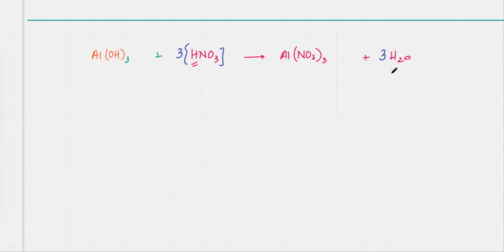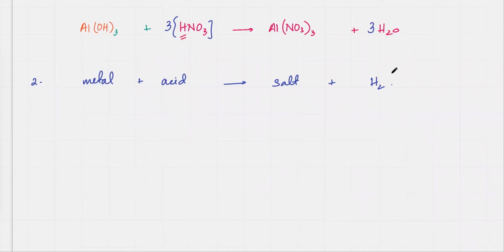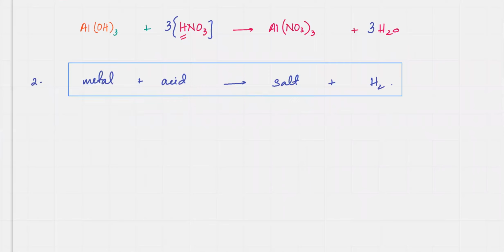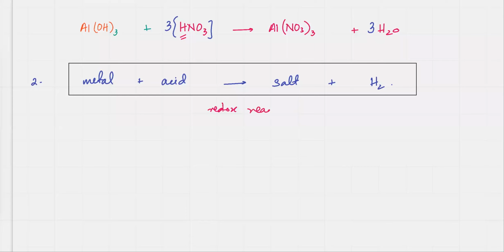Then I'm going to move to the second reaction, which is quite similar. It's a metal plus acid reaction. And that produces salt plus H2 gas. That is what is going to be produced. This reaction is a redox reaction. It's not an acid-base reaction. It's mostly a redox reaction. We'll discuss redox later on. So this one is a redox reaction.